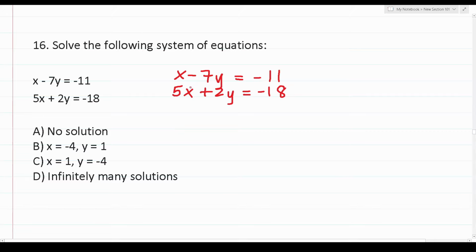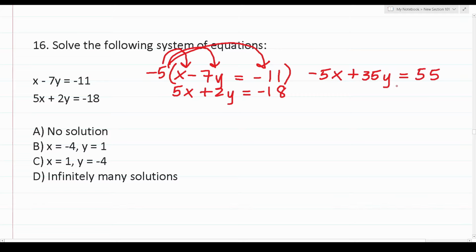It should be pretty clear that if I take this top equation and multiply it by negative 5, when I add negative 5x to positive 5x, the letter variable x is going to be eliminated. So that's how I picked negative 5 there. But first things first, we have to take this negative 5 and distribute it here, here, and here. So that's going to become this. Negative 5 times x is negative 5x. Negative 5 times negative 7y is going to be positive 35y. And negative 5 times negative 11 is going to be positive 55. Again, a negative times a negative is a positive.